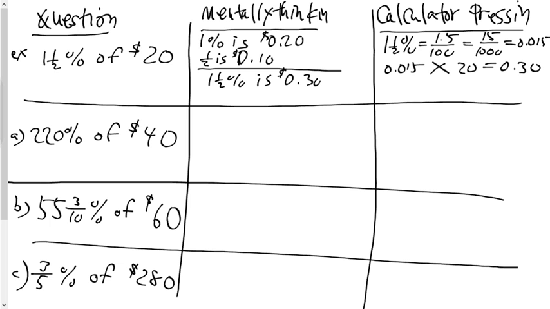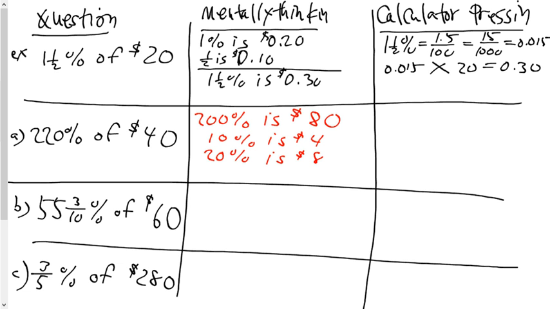Now we learned in our mental math that 200%, how do we get 200% of a number? We double it. So 200% would be doubling the 40, which is $80. 10%, you move the decimal one spot over, would be $4. And therefore 20% would be doubling that $4, which is 8. And therefore $80 plus $8 would mean that 220% is $88. You would just simply add your 200% and your 20% together to get $88.